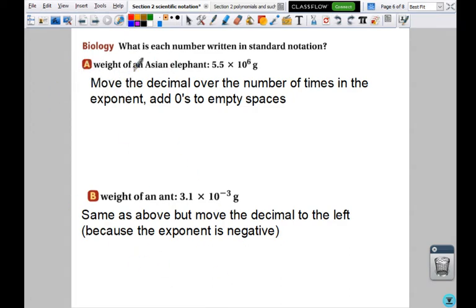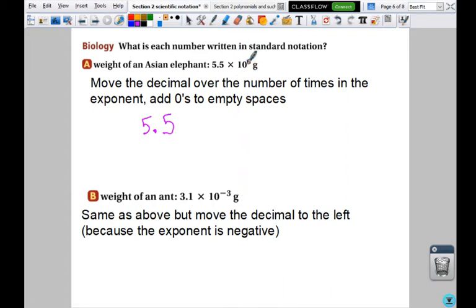So we're going to write the weight of an Asian elephant in grams. It is 5.5 times 10 to the 6. So if we're going to write it in standard form, we're going to start by putting down the decimal we have, 5.5. And then I need to look at my exponent.